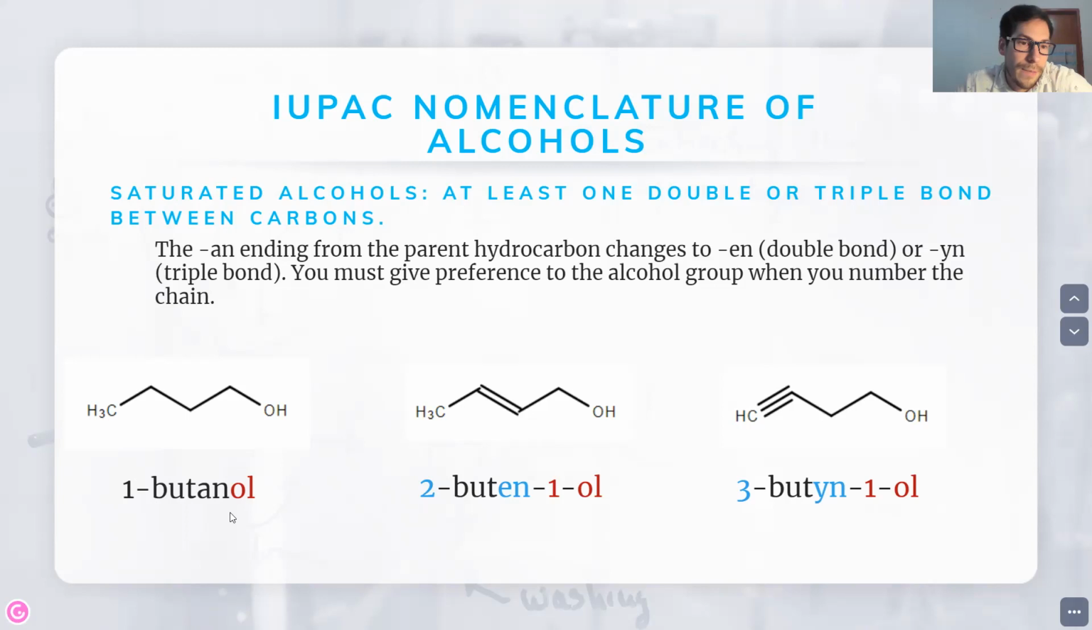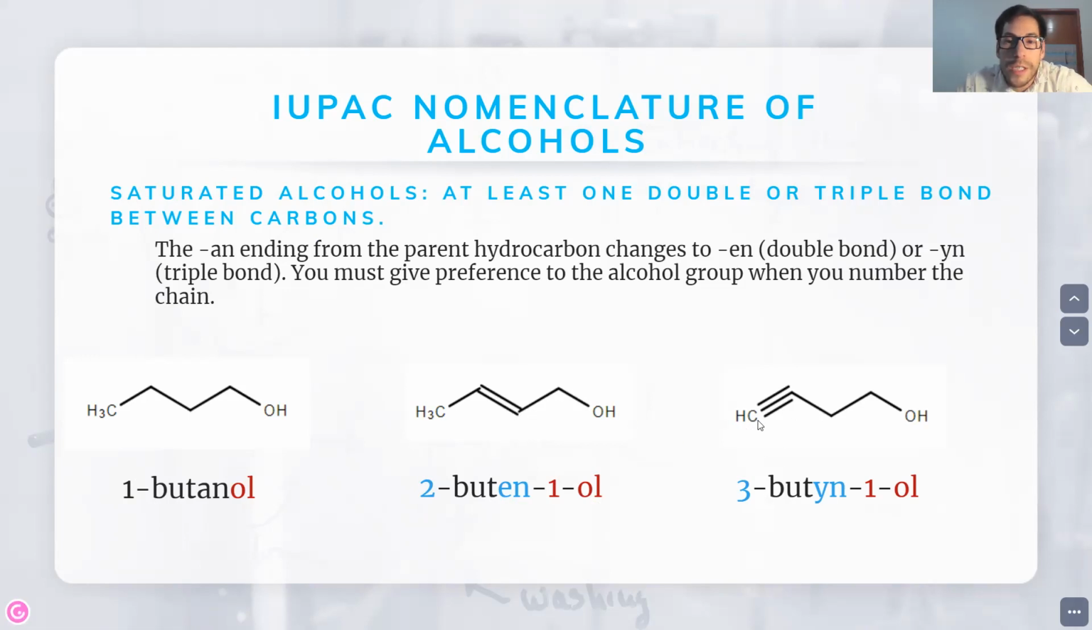So here we have a simple compound, 1-butanol. But when we have a double bond in this butanol, we have to give the lowest possible number to the alcohol group. So 1 will be for the OH group, and then the double bond starts at the second carbon. So it will be a 2-butene. You change the ending from butan to butene, and then we interrupt that with this 1-ol to specify the position of the alcohol.